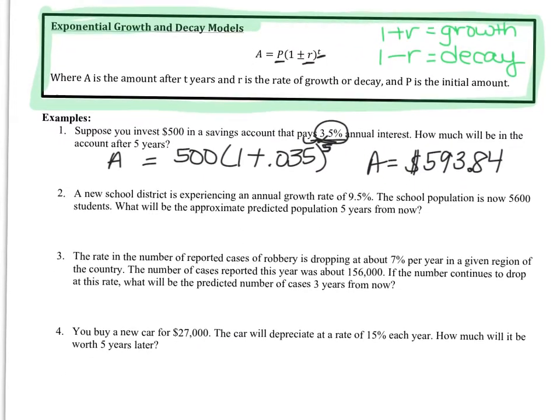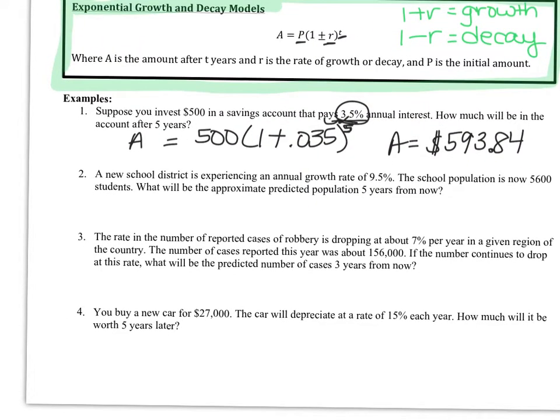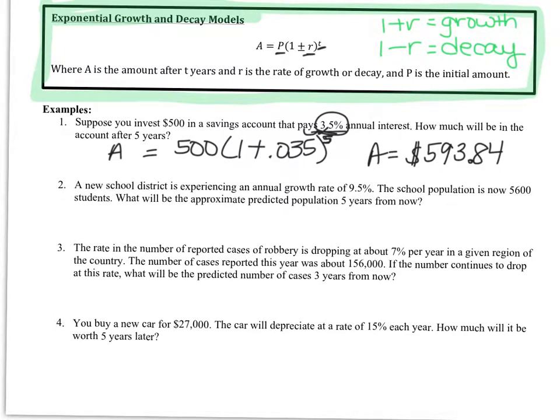If I look at the next one, it says a new school district is experiencing an annual growth rate of 9.5%. The school population is now 5,600 students. What will be the approximate predicted population 5 years from now? So I see the percent. I know that's R. The school population is now 5,600. So that's where I'm starting. So that's P. It's my initial. It's growth. So I know it's 1 plus R. What will it approximately be in 5 years? That's T.